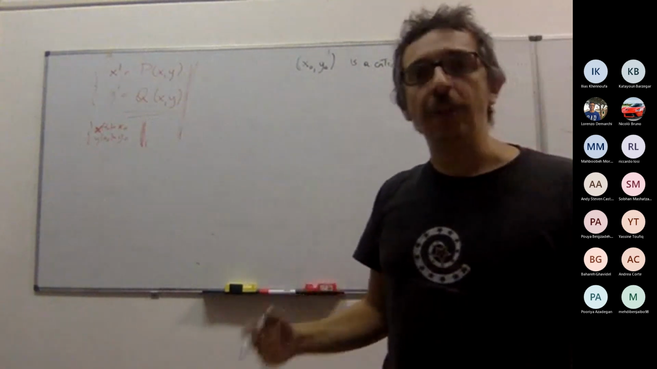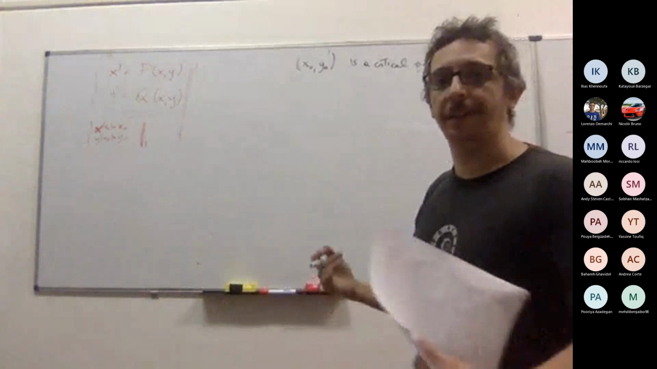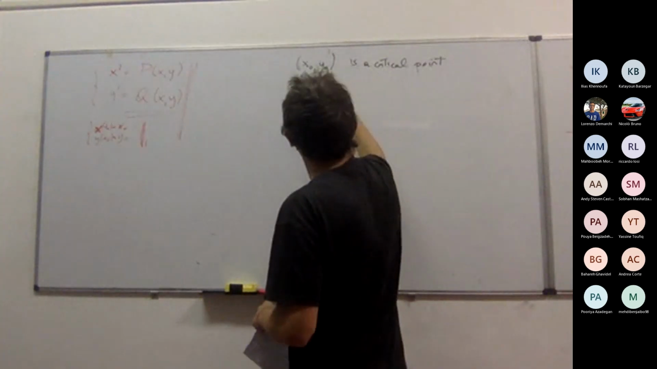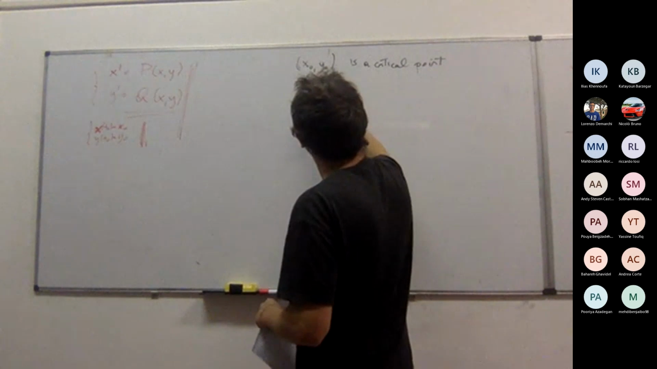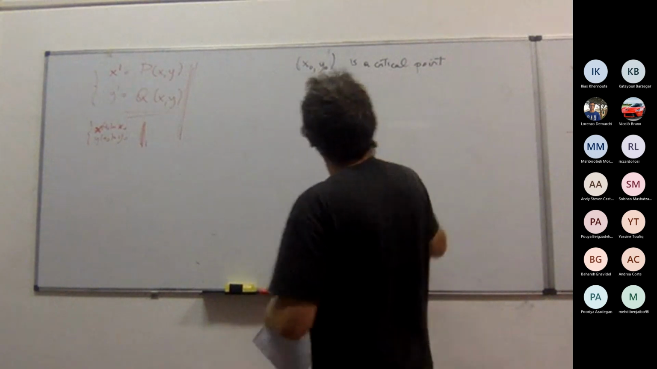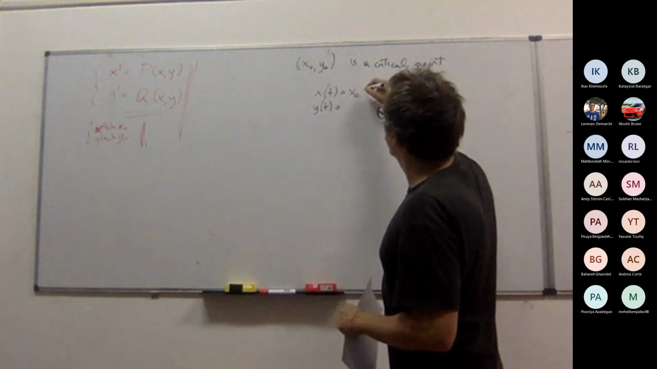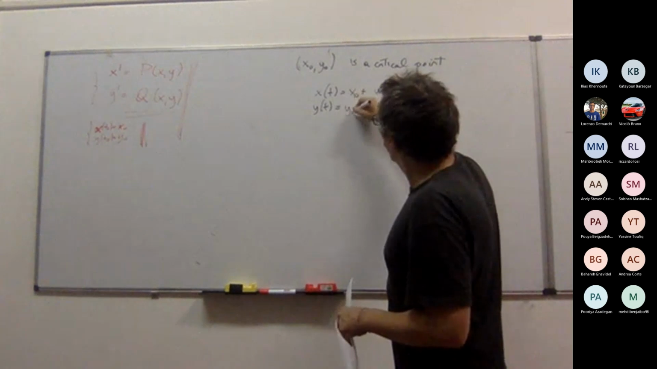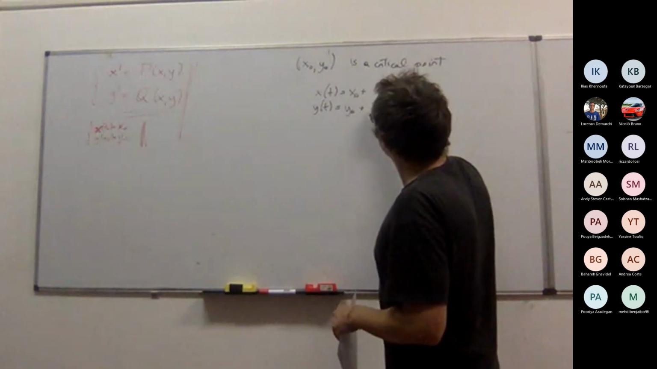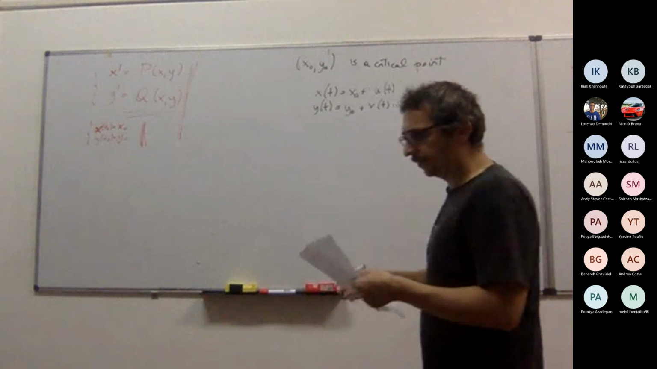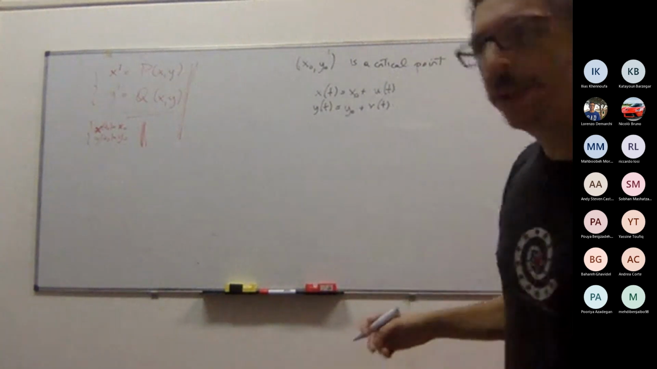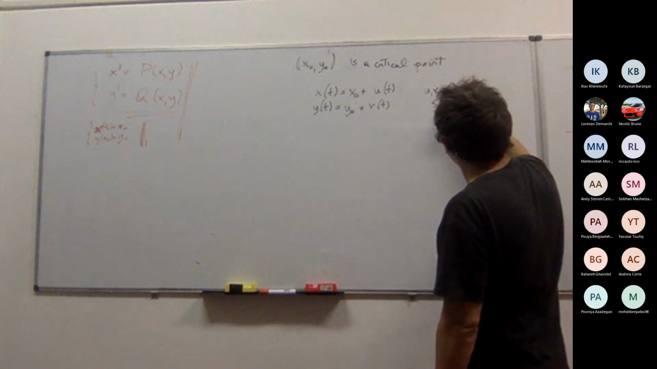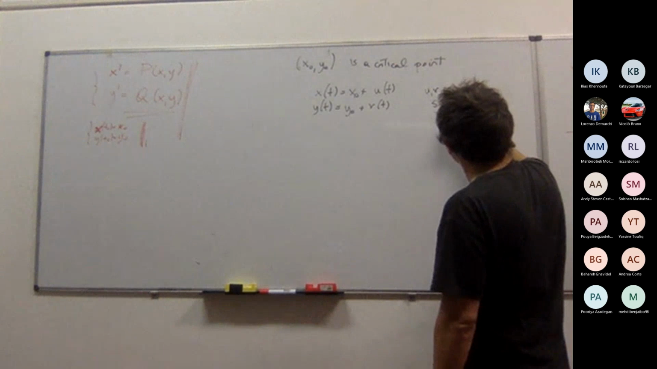Now, what I'm going to do is to linearize, to expand around this critical point. So I will assume that I can write x of t and y of t as x naught plus u of t and y naught plus v of t, where u and v are small perturbations.